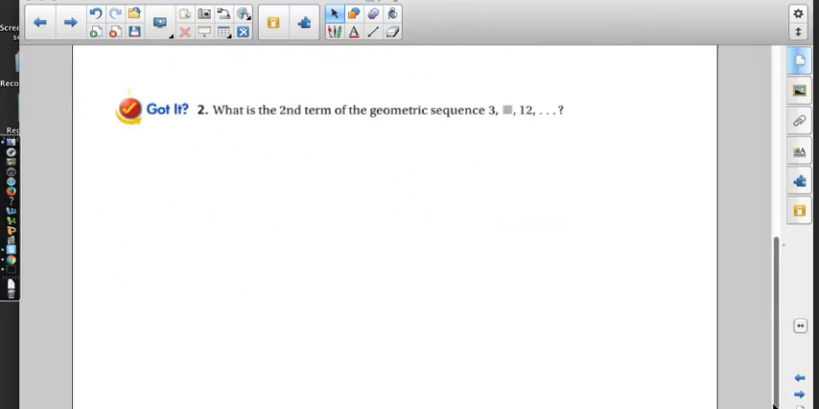So, there's one for you. What is the second term of this geometric sequence? Again, kind of do the math the hard way. Don't cheat at this point, and see if you and your partner can come up with that term.